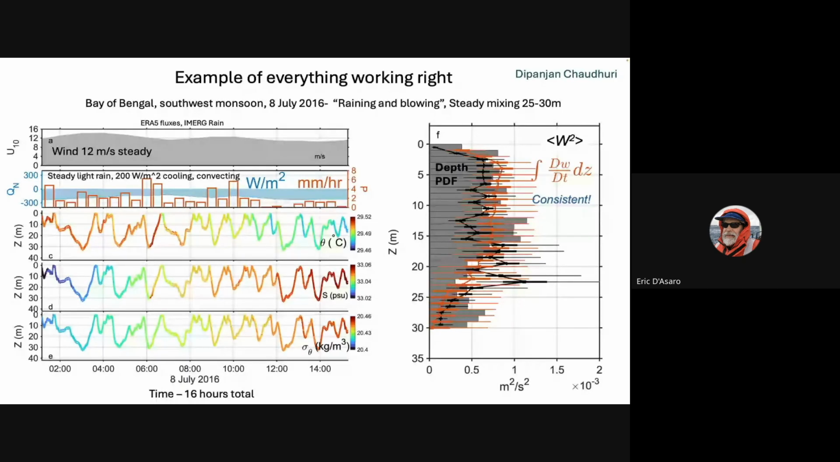The W squared computed from computing W and squaring it is the black curve. And from computing the acceleration integrated over depth, it's the red curve. And they pretty much lie on each other. So that's a solid consistency test. That's about as good as we can do. Not perfect, but you, of course, can test this stuff in simulations too. But I'm not talking about simulations.